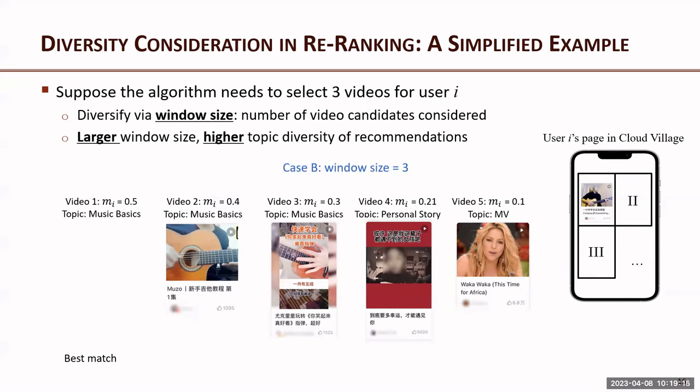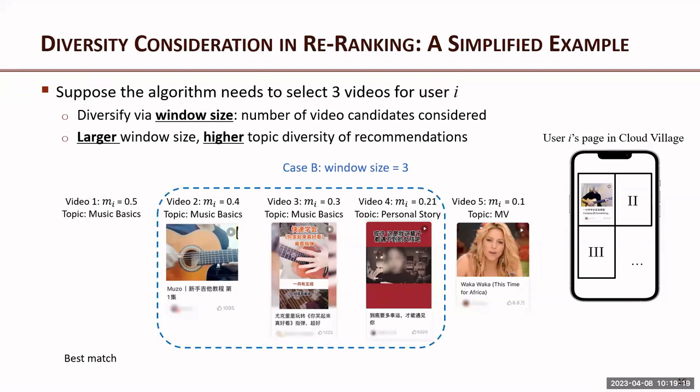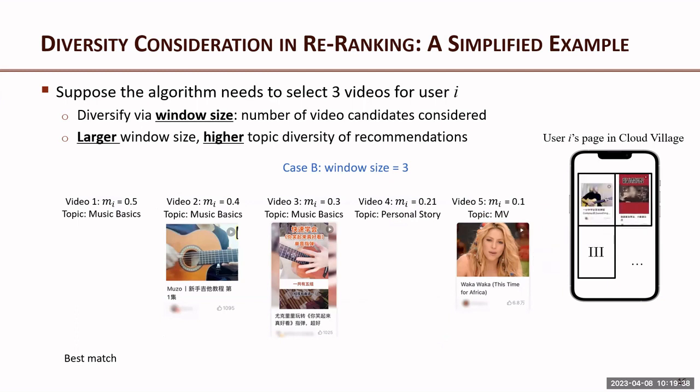But this time, for the second recommendation position, the algorithm will select among the remaining top 3 ranked videos. And this time we can find that there is a new topic called personal story. So this video 4 will be selected as the second recommendation.